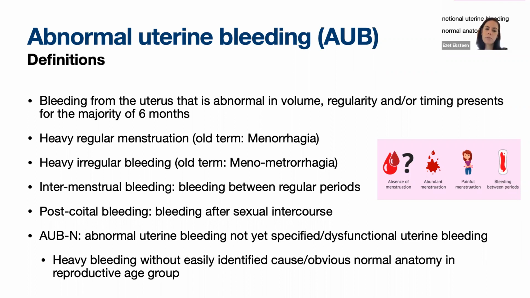Then they also refer to the timing of abnormal uterine bleeding. Is it intermenstrual or postcoital, which are both quite self-explanatory. And then you can also classify it as abnormal uterine bleeding, not otherwise specified. This is a type of abnormal bleeding where you haven't identified a specific cause or an obvious abnormality in the anatomy that can be the reason for the abnormal bleeding.